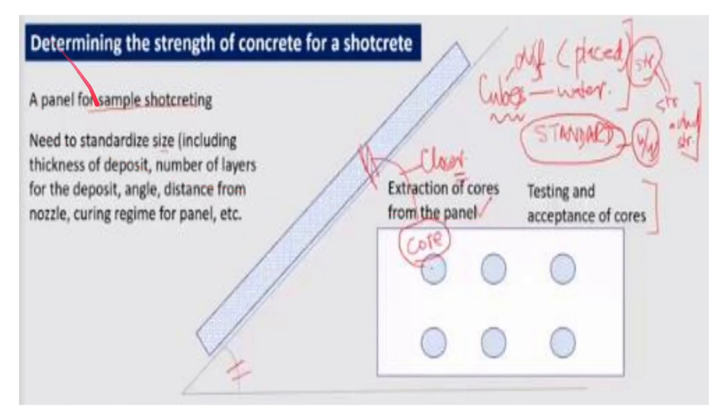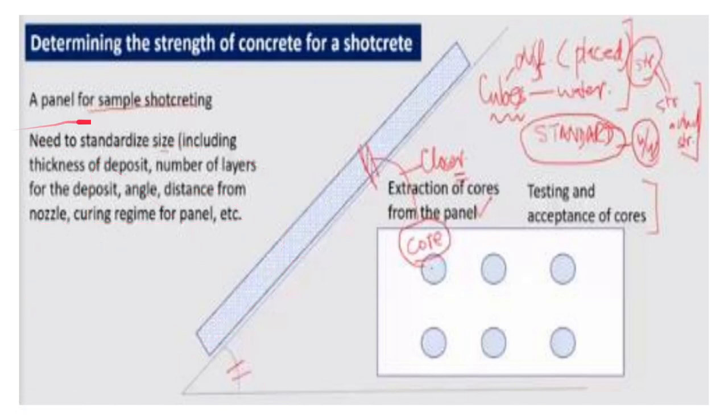Okay, so now how to determine the strength of concrete in the case of shotcrete. For that, we first spray a panel of shotcrete. To prepare a panel using shotcreting, we need to standardize the size, including thickness of deposit, number of layers for the deposit, angles, distance from the nozzle, curing regime for the panel, etc.